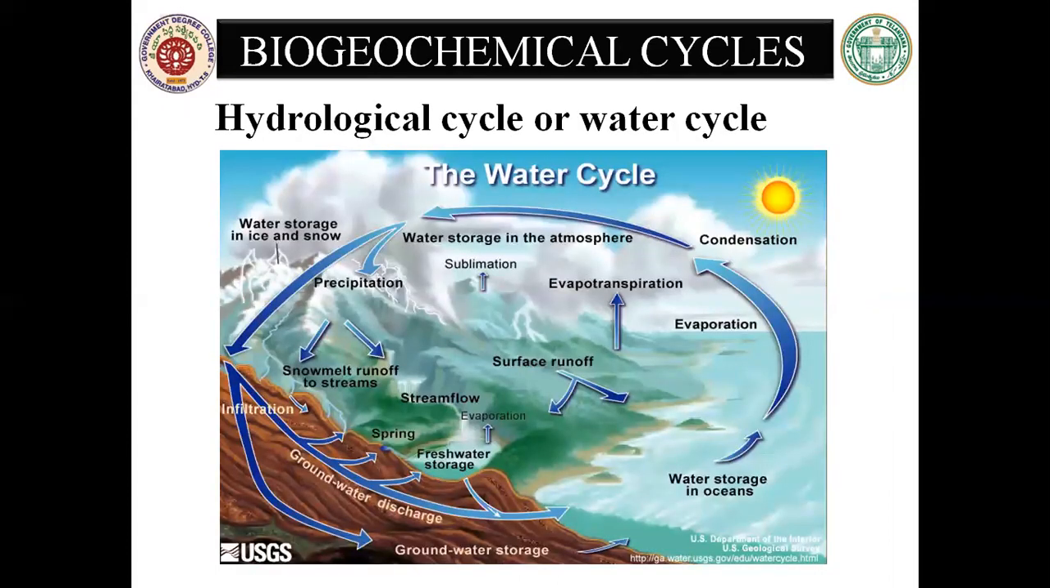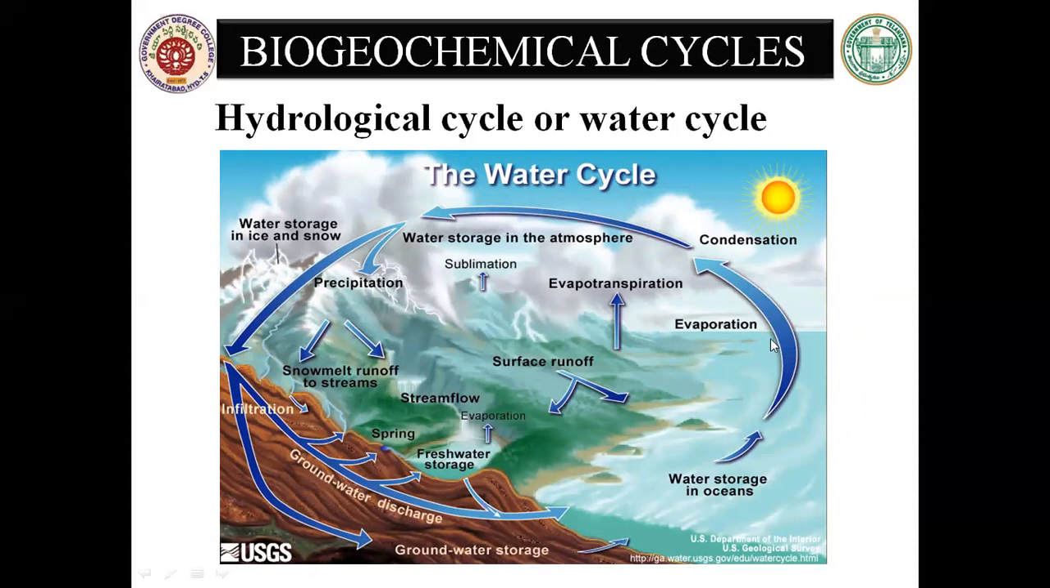The first one is the water cycle or hydrological cycle. In a water cycle, exchange of water between atmosphere, land, and water bodies, and between living organisms and their environment, is accomplished through the water cycle. So the water cycle involves four events: evaporation, transpiration, condensation, that is cloud formation, and precipitation.